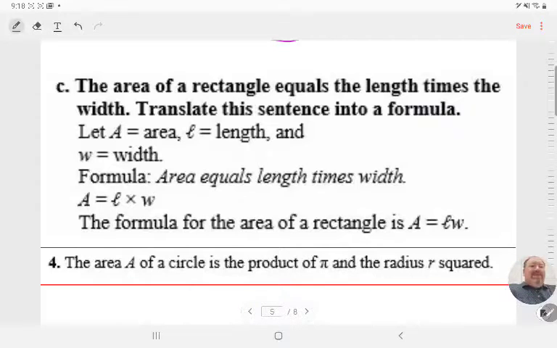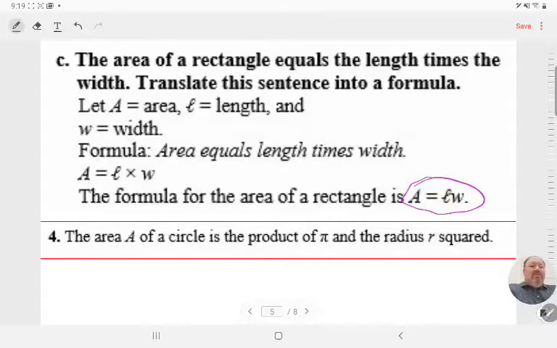The area of a rectangle equals the length times the width. Translate the sentence into the formula. So let A be area, L be length, and W be width. The formula is area equals the length times the width. So A equals L times W, or A equals LW. Okay? So try the next one.